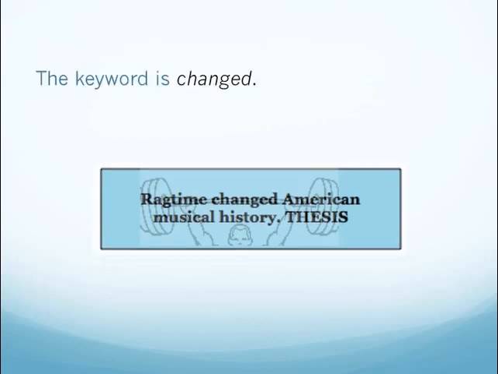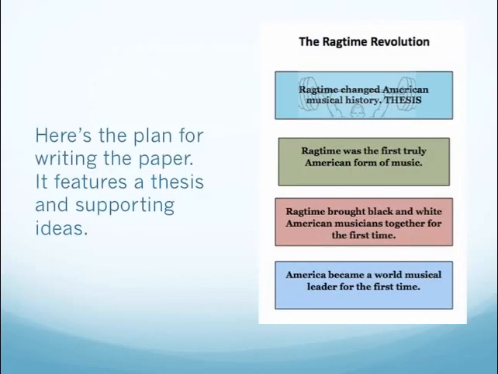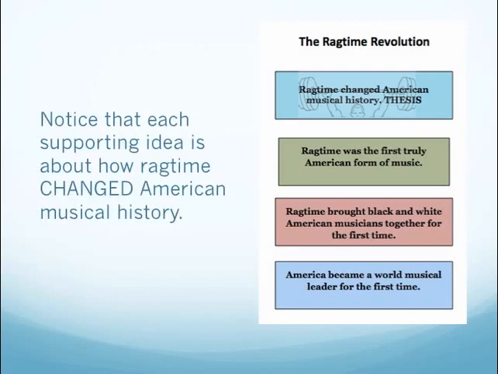Here's the plan for writing the paper. It features a thesis and supporting ideas. Notice that each supporting idea is about how ragtime changed American musical history. It gave America her first truly American music. It brought black and white musicians together for the first time. And for the first time, it made America a world musical leader.